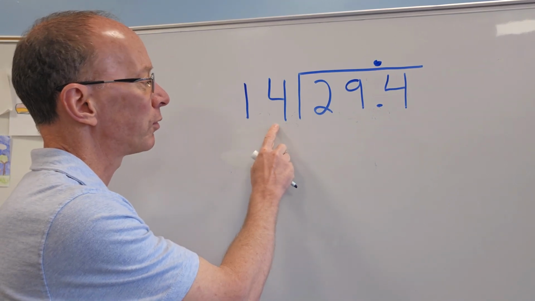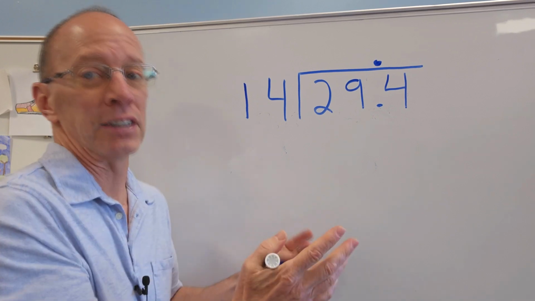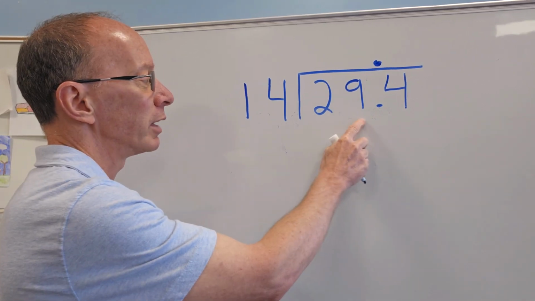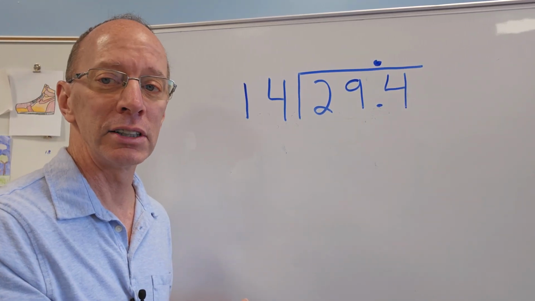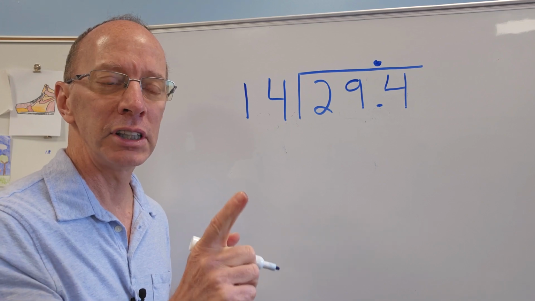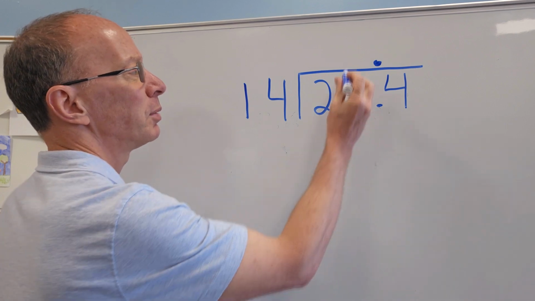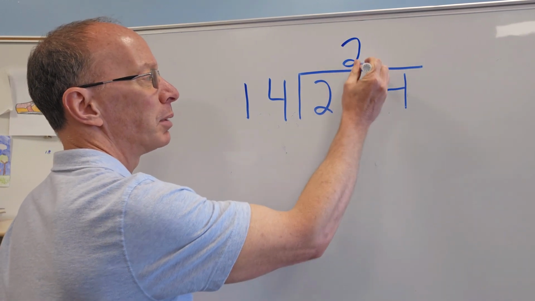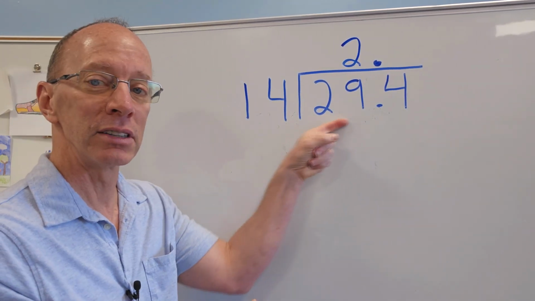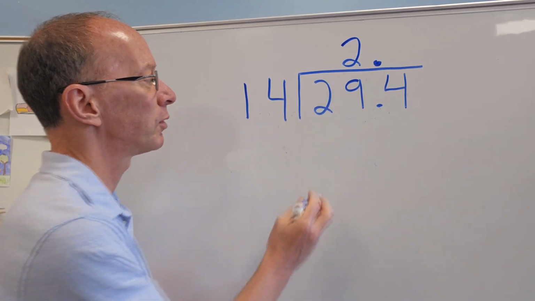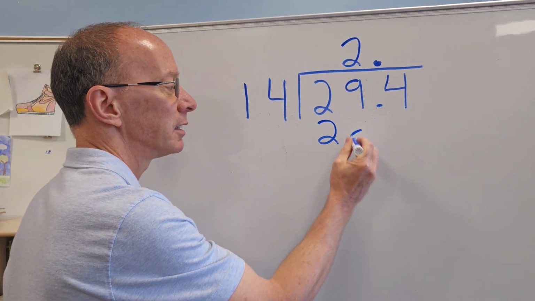How many times can I put 14 into 2? Can't do it, can you? So you need to move over to 29. How many times can I put 14 into 29? 14 plus 14 would be 28. I think 2 times. So I'm going to put the 2 right above the 9, because I'm dealing with this number right here. So 2 times 14 would be 28.